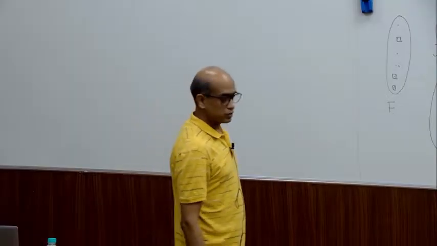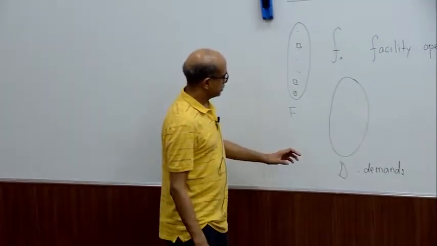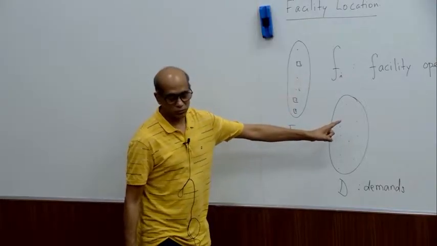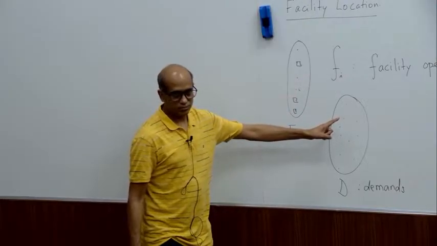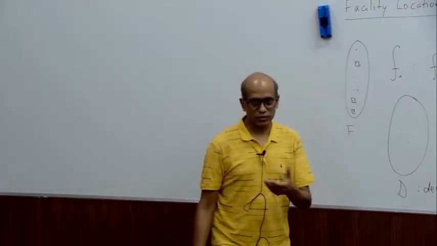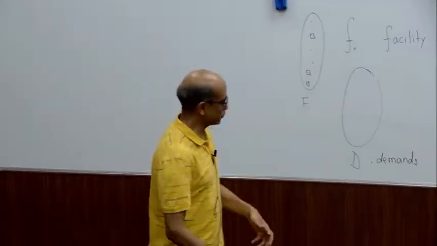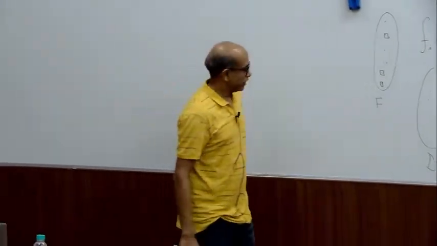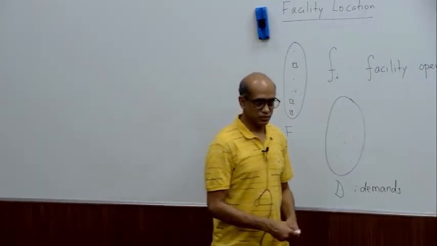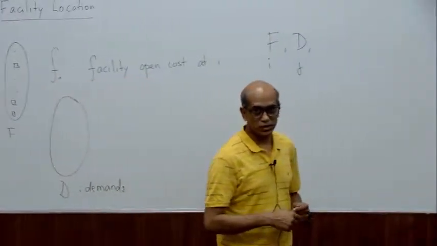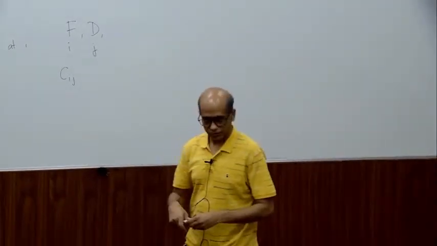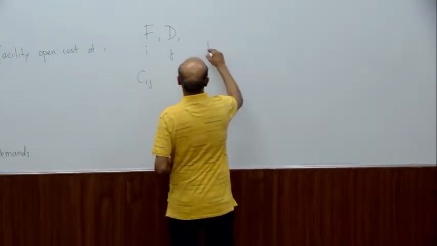If you open these three facilities, where do you think a particular demand should go? The nearest one, the closest one. So everybody goes to the nearest one. And you also want to make sure that people don't travel too much. So you want to minimize what is called the total opening cost plus the total travel cost.